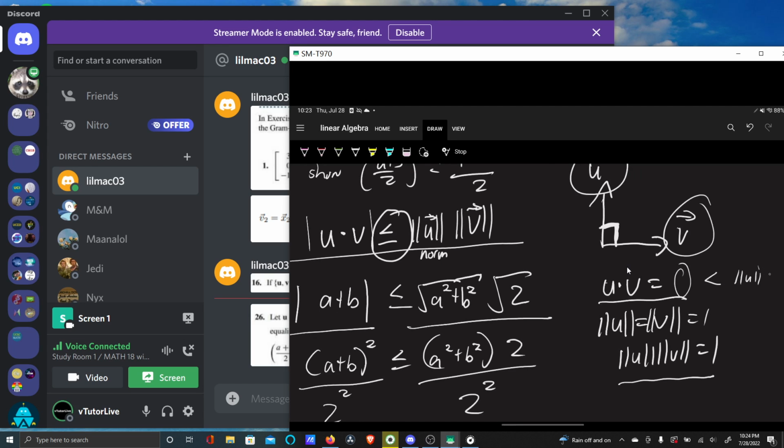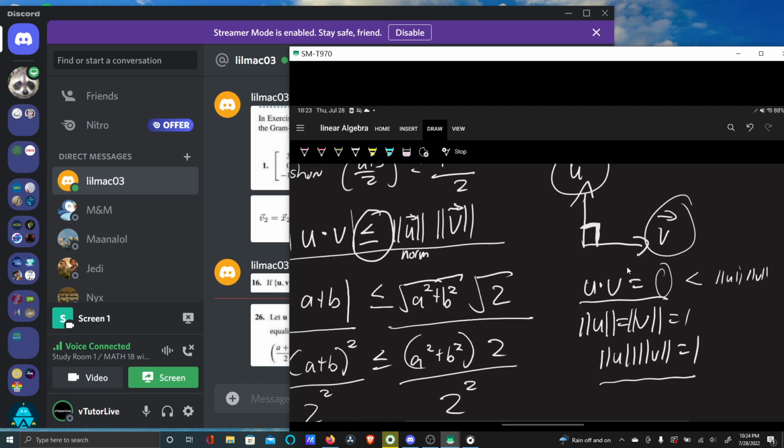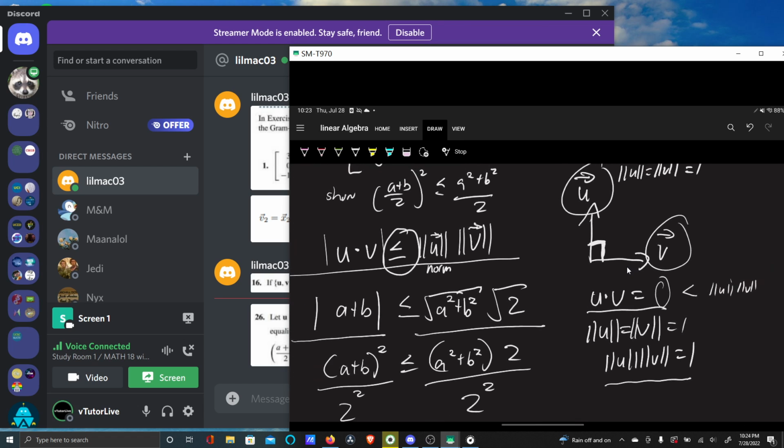Okay. Well, I gave you one example. Can you slightly modify this example so that you would achieve equality? Or, maybe let's give you another example. What if instead of being perfectly orthogonal to each other, now let's say that they're off by 45 degrees. Okay.